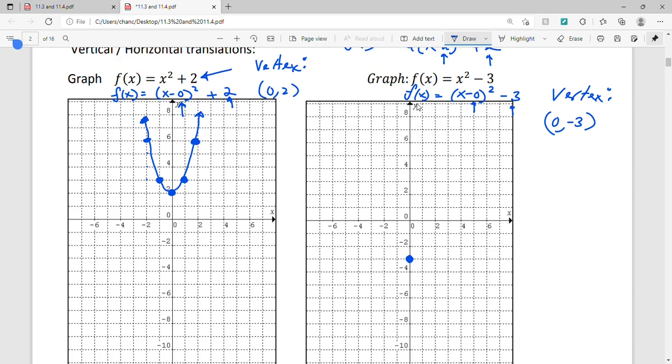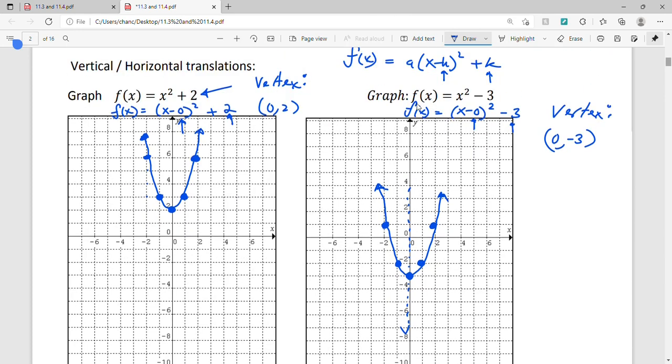So from the vertex we go left 1, up 1. We go right 1, up 1. And then we restart again at the vertex. Left 2, up 4. And right 2, up 4. We could also use symmetry if we wanted to. Make sure we're doing this right. And it does look like a nice looking parabola that's shifted down 3 spaces. So it seems like the k on the right side here forces our graph up 2 spaces if k is positive 2, and down 3 spaces if k is negative 3.